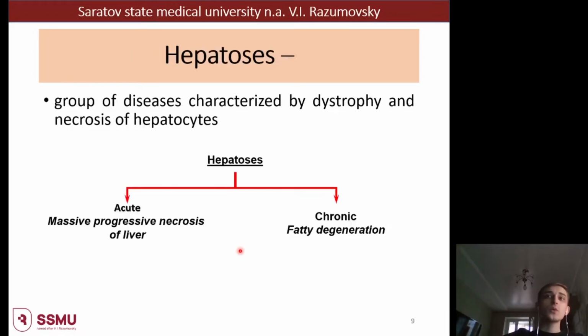So, we start from hepatosis. Hepatosis is a group of diseases characterized by dystrophy and necrotic changes of hepatocytes. According to the course, they may be acute and chronic. All of them have second names. Acute hepatosis has the second name massive progressive necrosis of the liver, and chronic is fatty degeneration of the liver. The second name of this process tells about the typical morphological changes which happen in the liver in each of them.